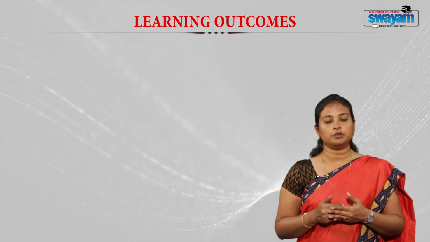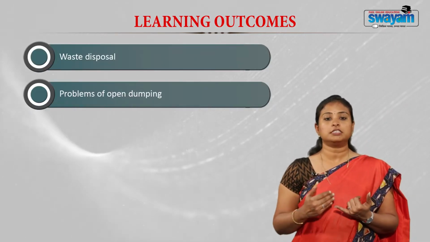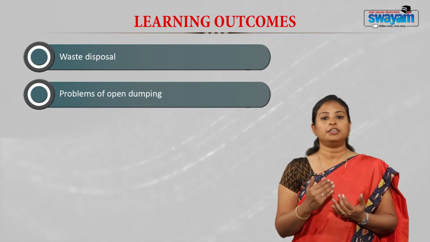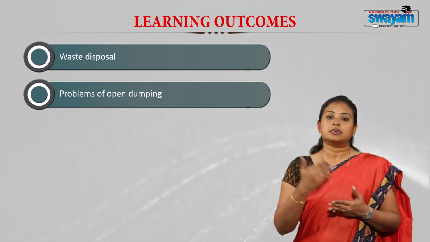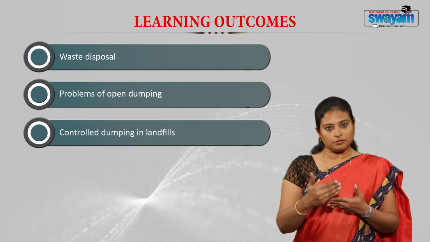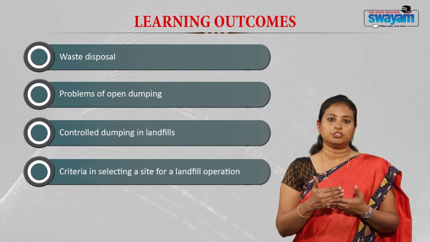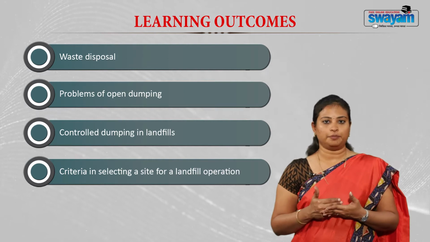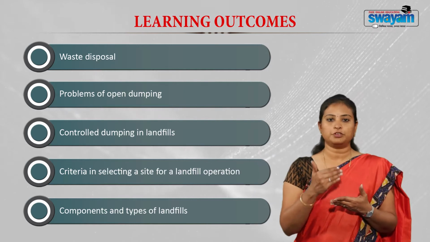Now, with this introduction, let us get into the learning objectives of this module. We will understand what waste disposal is, then we will discuss the various problems associated with dumping waste in open land. Then we will discuss what controlled and uncontrolled dumping are. Under controlled dumping, we will look at what it is and the criteria you will consider while selecting a site for a landfill operation. Then we will discuss the different components and types of landfill.